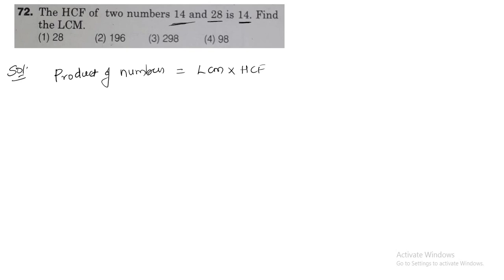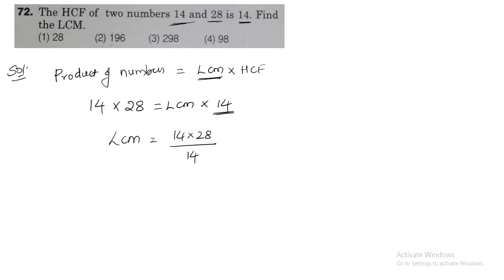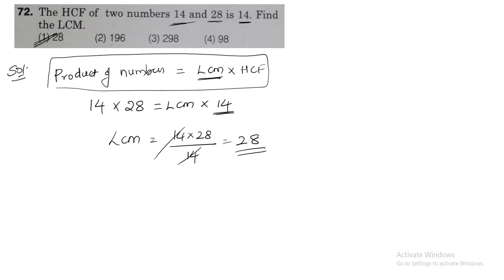Now what numbers are given? 14 and 28. So 14 into 28 is equal to LCM into HCF, and HCF is given as 14. From this, LCM is equal to 14 into 28 divided by 14. When you transpose it becomes divided by, so 14 gets cancelled, hence LCM is 28. So the answer is 28. Remember this condition: the product of two numbers is equal to LCM into HCF.